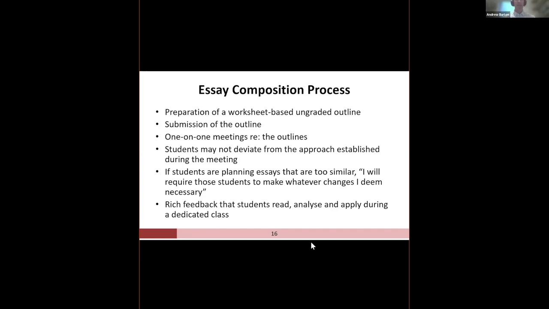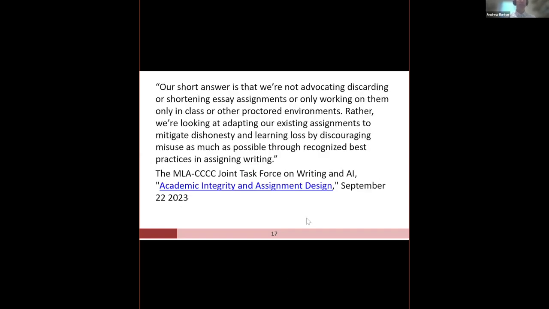All right. Now, in thinking about this process and how it tries to foster engagement and authentic work, I've had some inspiration. There's a joint task force on writing and AI that has been put together by the Modern Language Association and another group called the CCCC, the Conference on College Composition and Communication. I don't really know who they are, but I gather these guys really care about essays at the college level. And in one of their blog posts, they have the following to say.